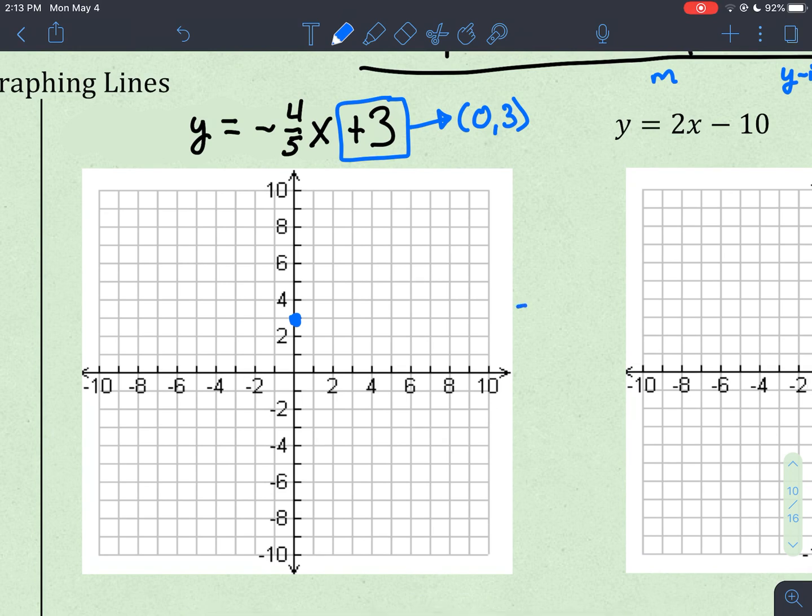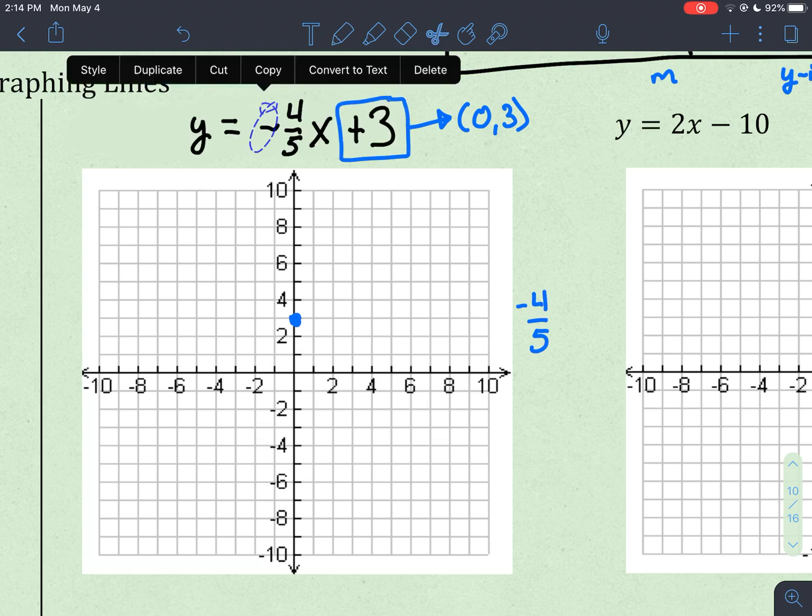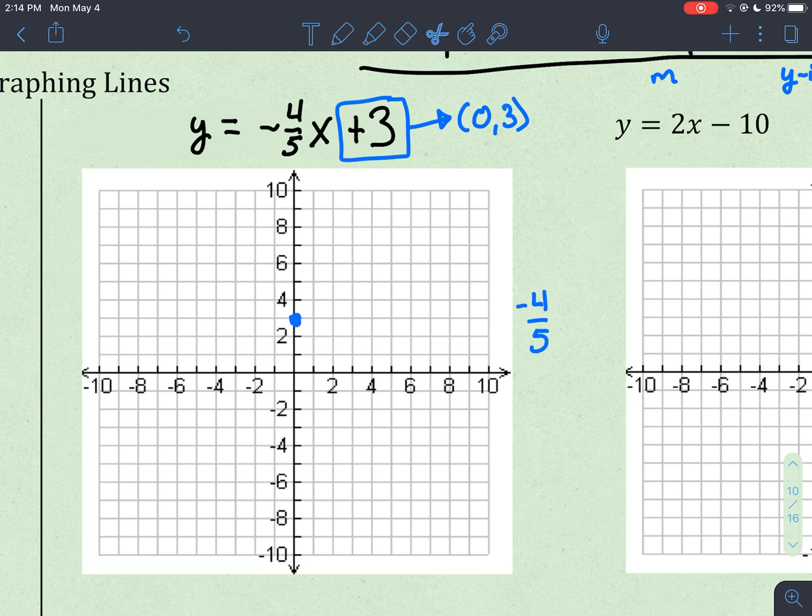So much like we talked about in the previous video, we can put that -4 on top and that 5 on bottom. So let's take this negative sign and apply it to the top to start with, like we have over here. That's going to tell us to go down 4, and it's going to go right 5. So down 4, 1, 2, 3, 4, and we're going to go right 5. Do it again. Down 4, and right 5.